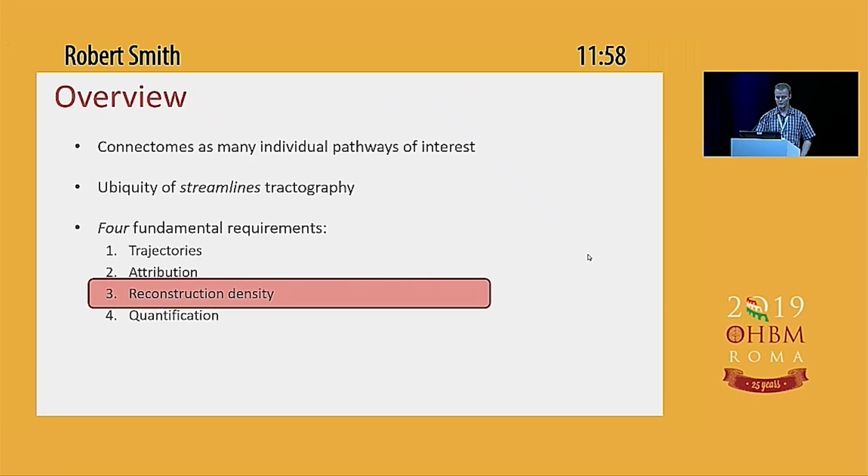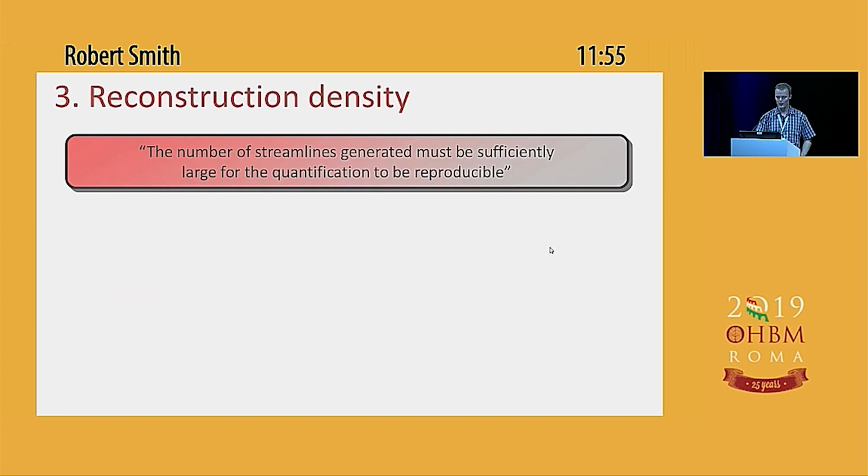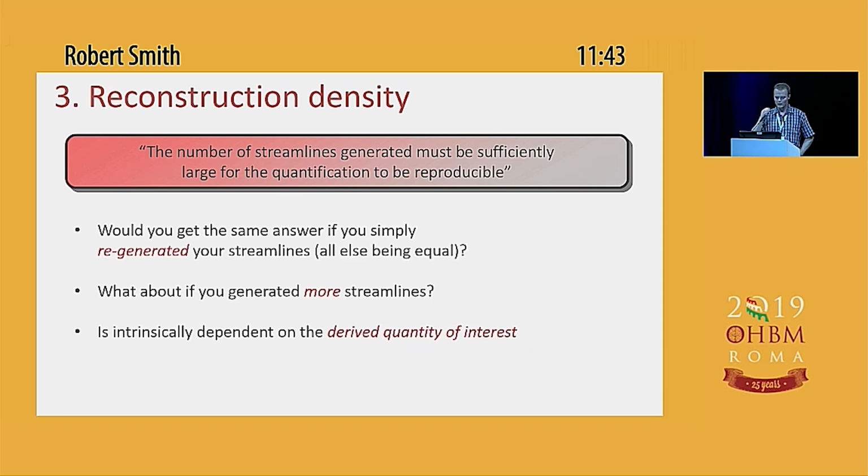Okay, so we'll jump to number 3, reconstruction density. This one's hopefully fairly accessible. Basically, you have to generate enough streamlines so that your connectome construction is reproducible. So a couple of thought experiments. Say you choose a number of streamlines, you generate your connectome. Now let's say you take the same image data and you regenerate your streamlines, and then you regenerate your connectome. If those two connectomes are different, then you've got an experimental problem.